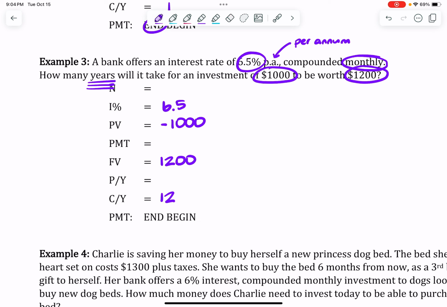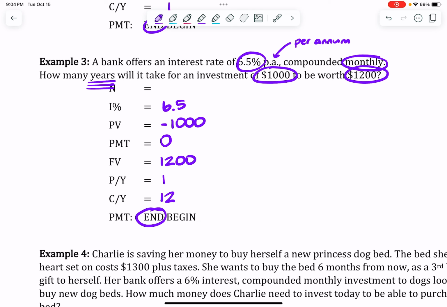Okay, again, there's no talk about repeated payments. So PMT is 0. By default, P/Y is 1. And we're just, again, selecting end if it doesn't say beginning. But, again, it wouldn't make a difference in this particular case. Now, this question is asking us about how many years it will take.